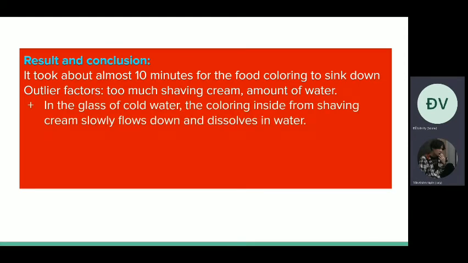We can see that the color in the cold water sinks faster and dissolves more effectively. The normal water glass still sank, but it took more time and was not as effective as the cold one.